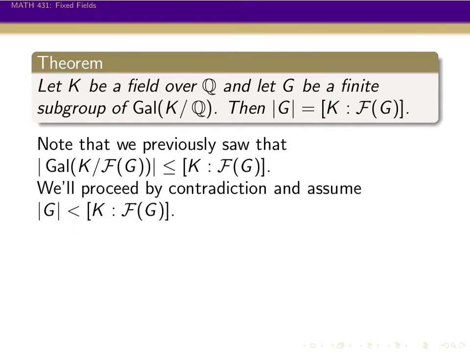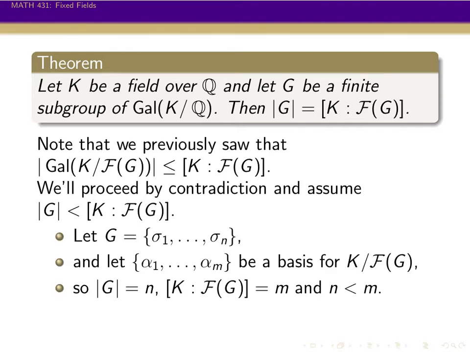Okay, so we're going to prove this by contradiction. And so since we know that the Galois group can't be bigger than it, any subset of it can't be bigger than the degree of the extension. To go by contradiction, the only thing we're going to have to assume is that the order of G is strictly smaller than the degree of K over the fixed field of G.